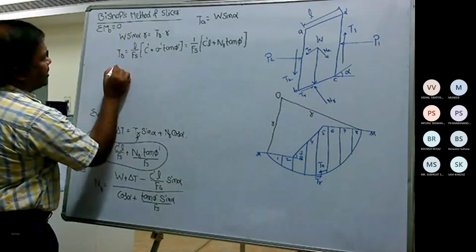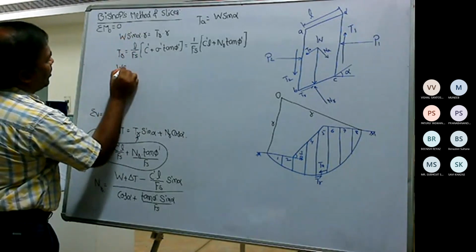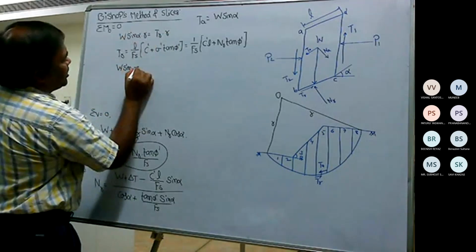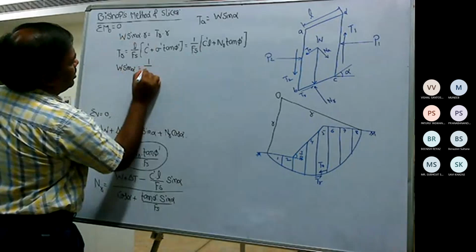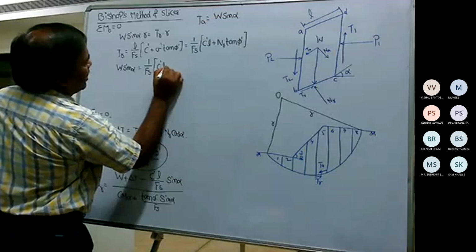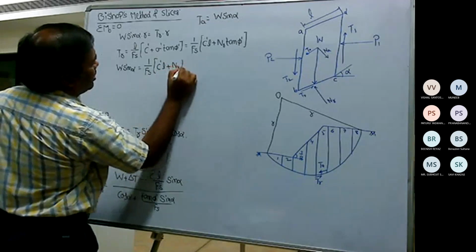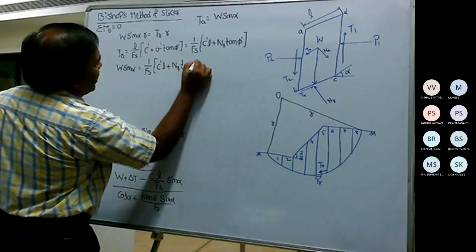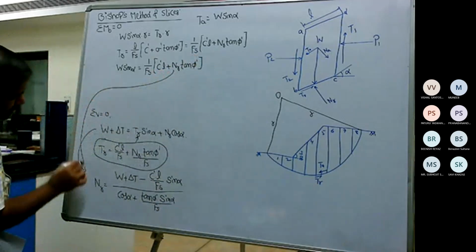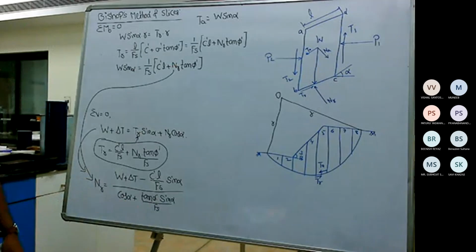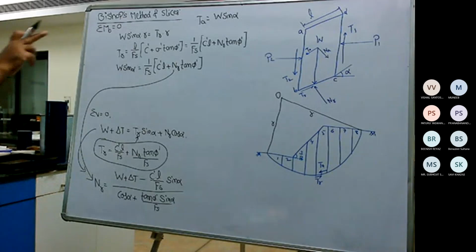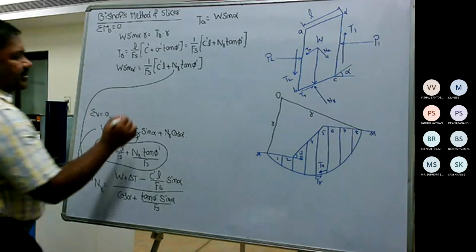Okay, so just try to rearrange. W sine alpha, R will get cancelled out. W sine alpha is equal to 1 divided by Fs into C dash L plus Nr into tan phi dash, while Nr is nothing but what we derived here. So substitute this Nr here. Then try to rearrange all the terms in terms of the Fs.